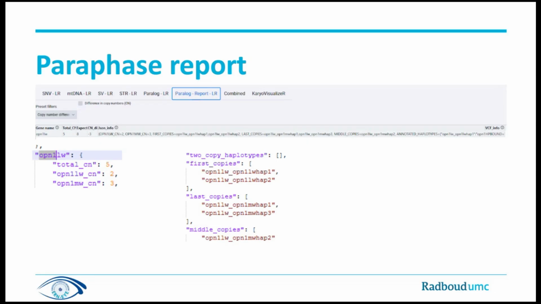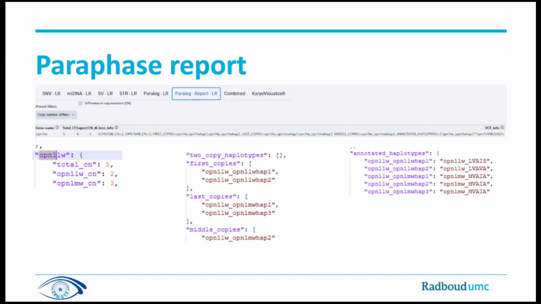Second, Paraphase determines which haplotypes/genes are present as first genes, which are the last, and the genes that are left over will be the middle copy genes. Paraphase also determines whether these genes are OPN1-LW or OPN1-MW gene copies. In our patient, the first genes are 2 OPN1-LW gene copies, while the last and middle ones are all called as OPN1-MW gene copies, what you also expect.